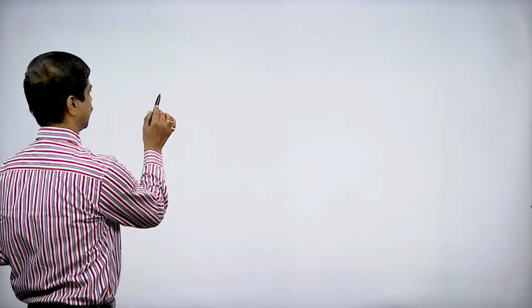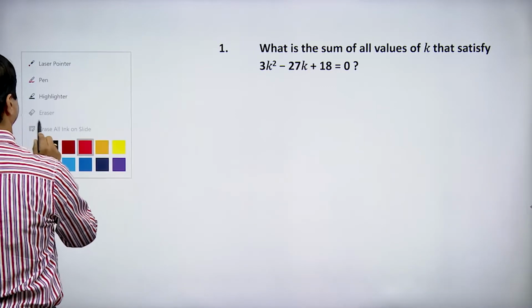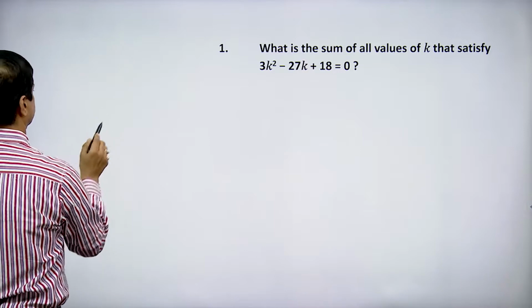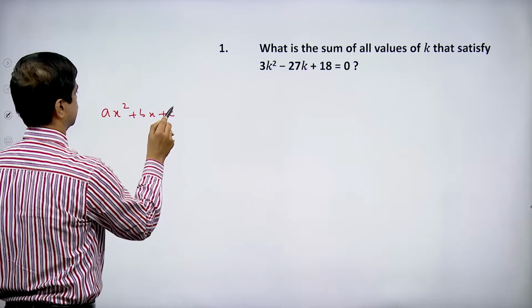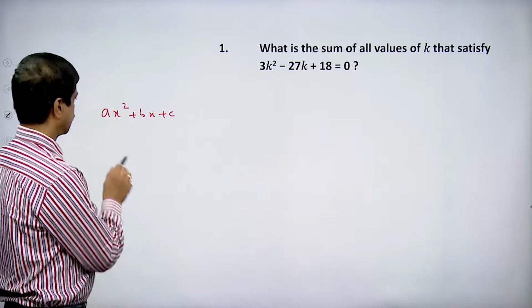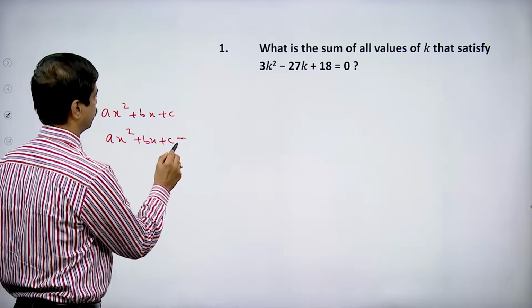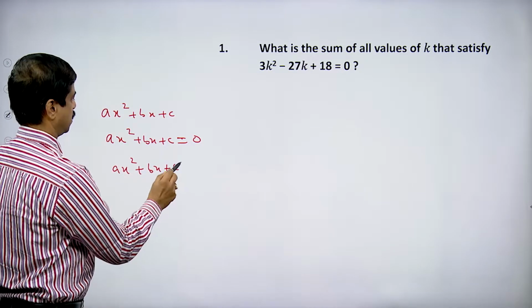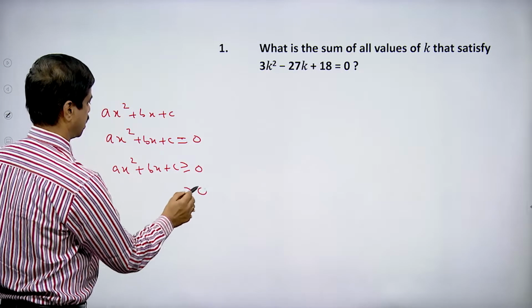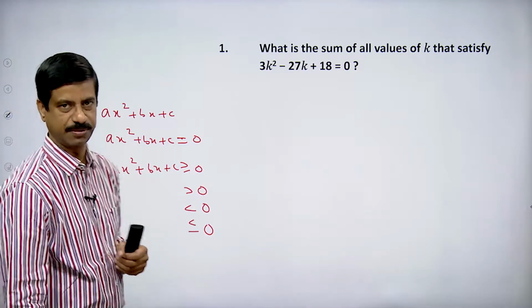So generally when we talk about quadratic equations, it is of the form ax square plus bx plus c. This is a quadratic expression. This is a quadratic equation. This is a quadratic inequation, either greater than or equal to, greater than 0, less than 0, less than. These are all inequations.